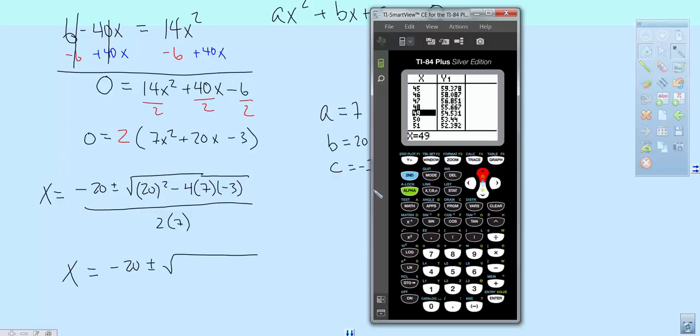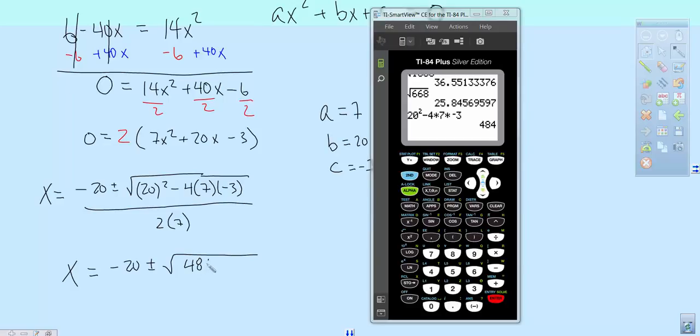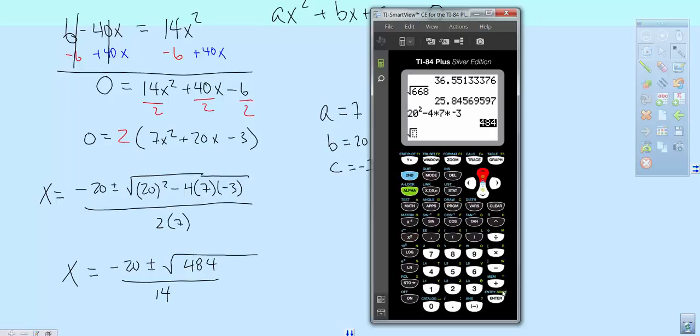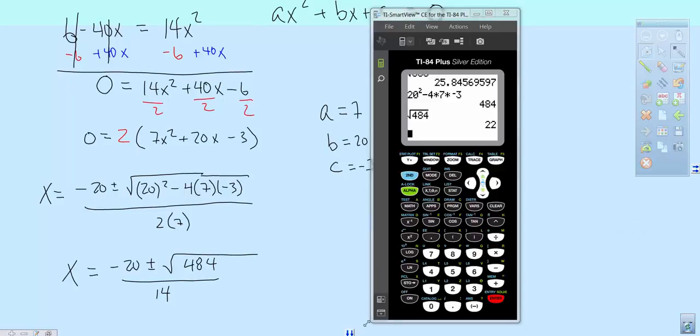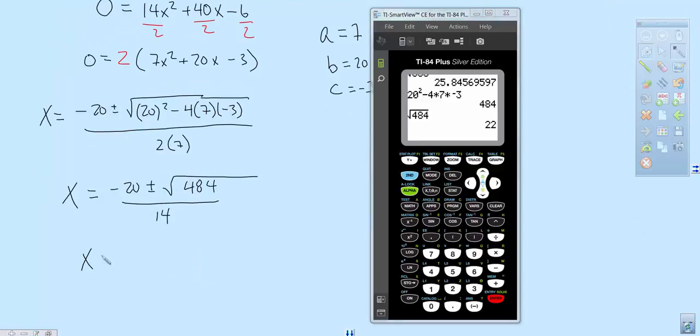Pull out our calculator. We've got 20 squared minus 4 times 7 times negative 3. So we get 484 over 14. Let's just check that 484, see if it's a perfect square. It sure is. Yay! We're happy. Happy day. So now we have x is equal to negative 20 plus or minus 22 over 14.